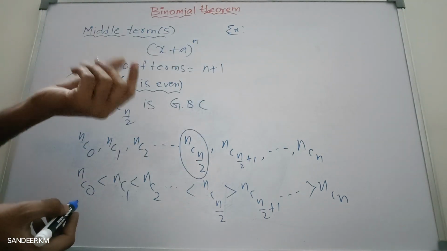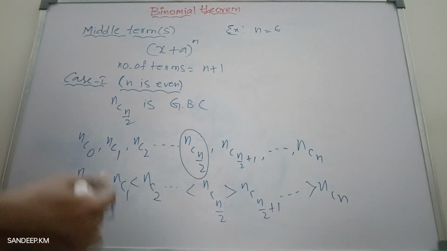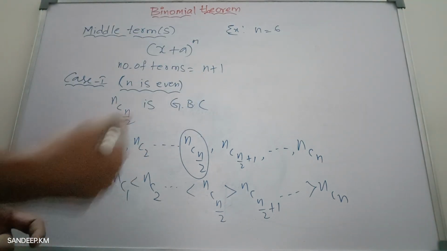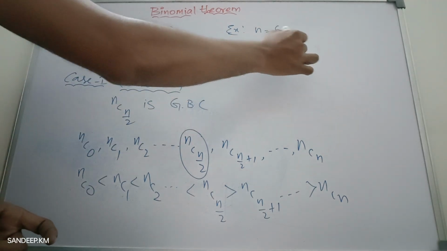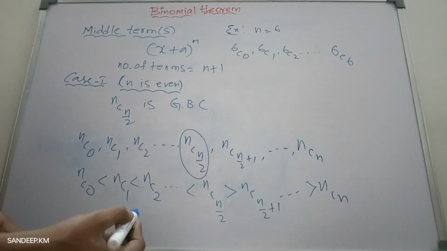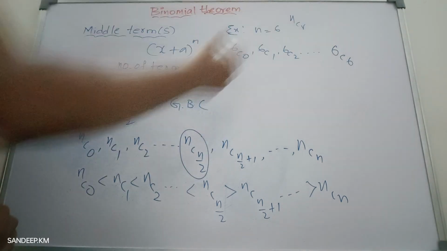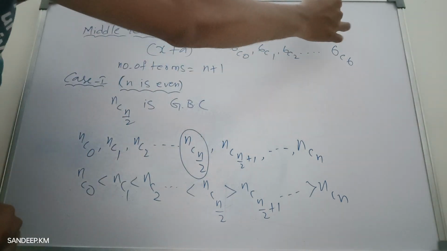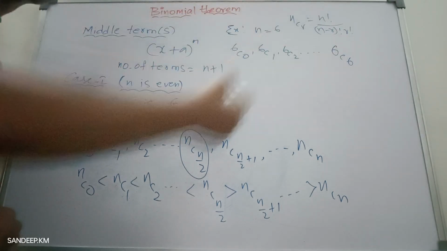So let me take an example where n is even. For example, n is equal to 6. When n is equal to 6, who are the binomial coefficients? 6C0, 6C1, 6C2 and so on, 6C6. Correct or not? Out of these binomial coefficients, you already know how to find the value of nCr. The formula to find nCr is n factorial by (n minus r) factorial into r factorial.